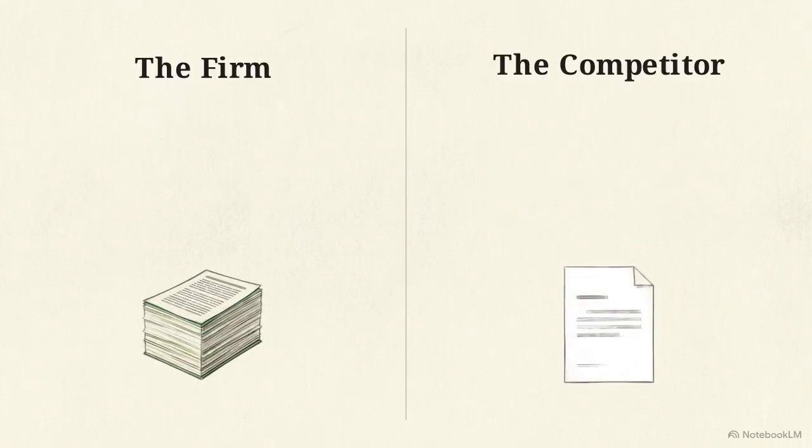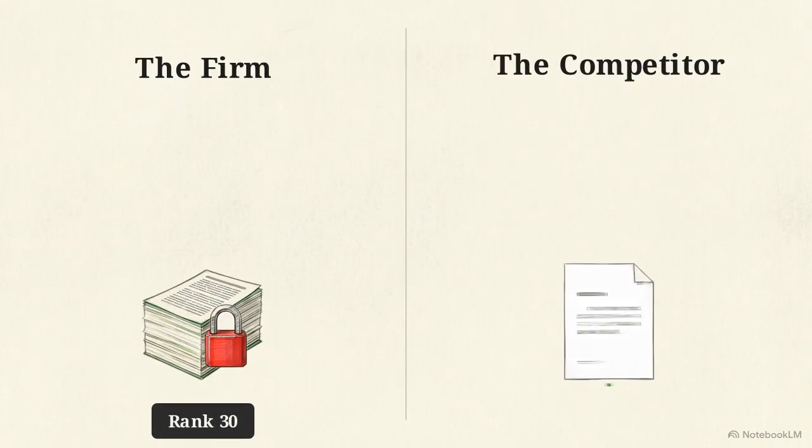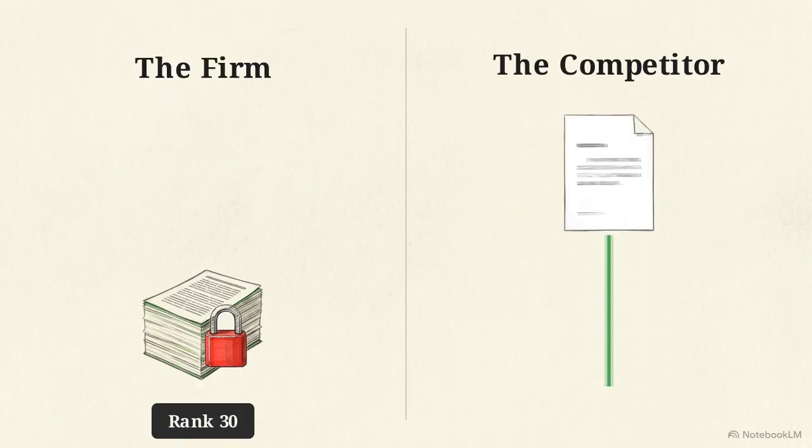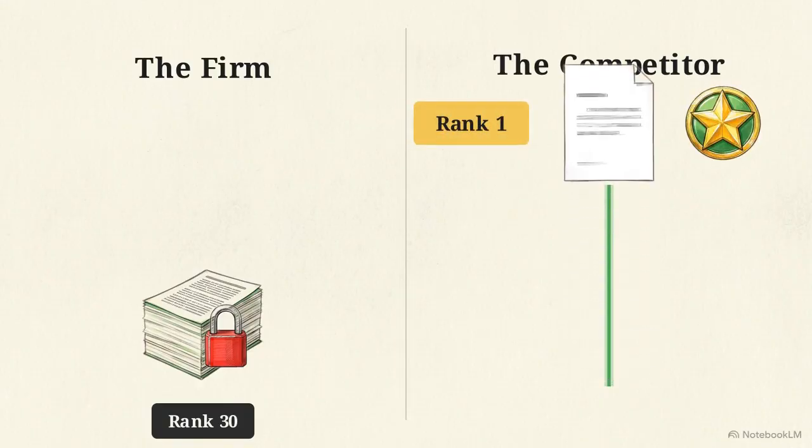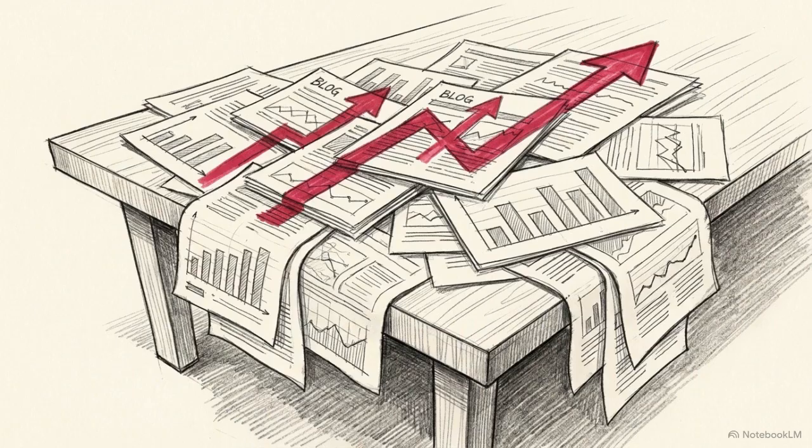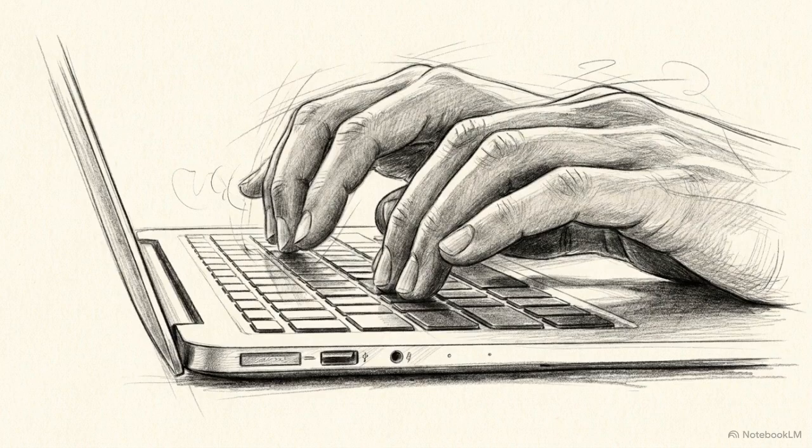On this split-screen comparison, you can see the anomaly. The firm's dense, long-form guide is locked at rank 30. On the right, a competitor's article, which is a fraction of the length and objectively less detailed, rises straight to rank 1.